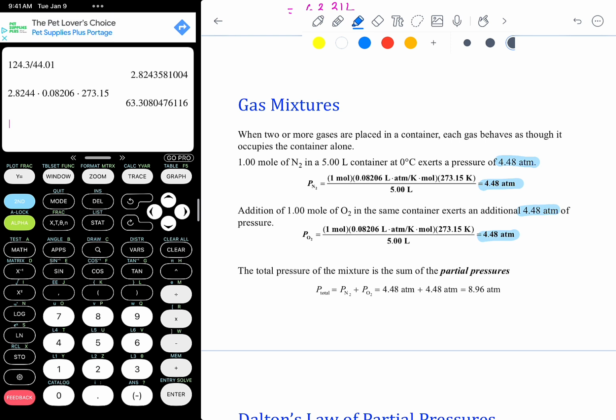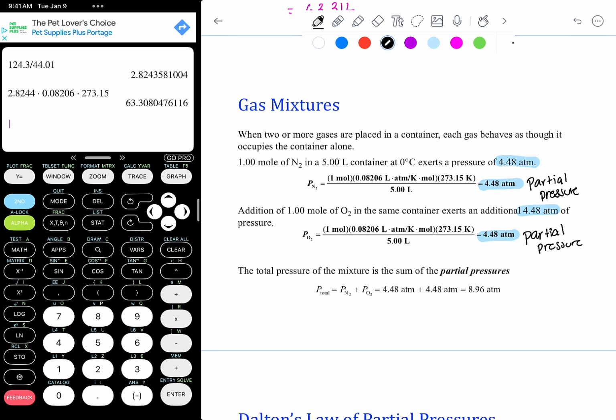So the individual pressure of each compound is referred to as the partial pressure. Because they're mixed together, the pressure is made up of the pressure of one type of gas as well as the pressure of the other type of gas. So the total pressure of the mixture is the sum of those partial pressures. So the pressure of the nitrogen gas plus the pressure of the oxygen gas.